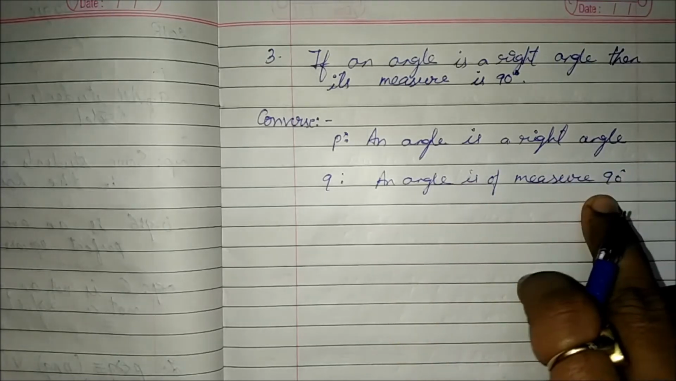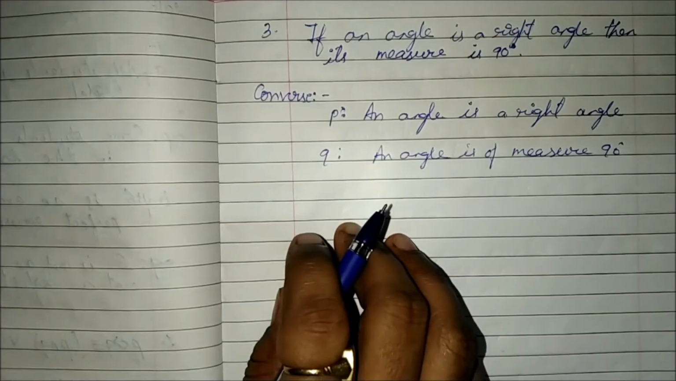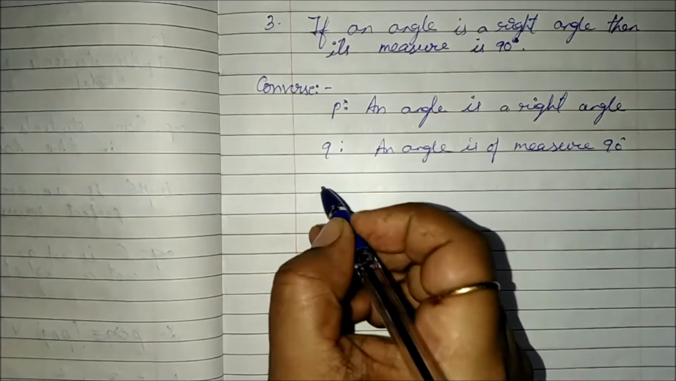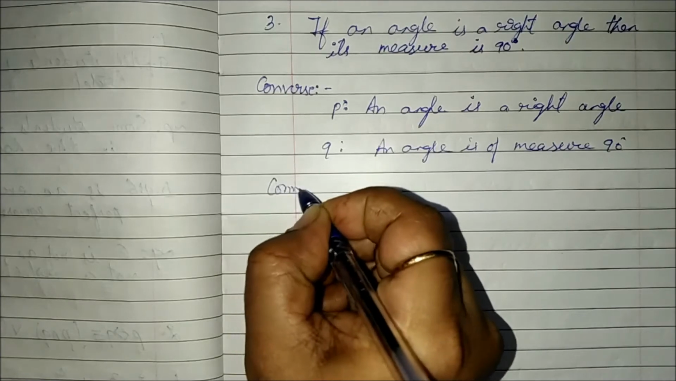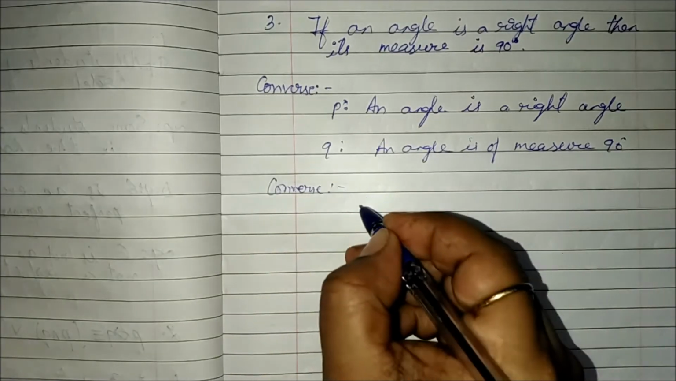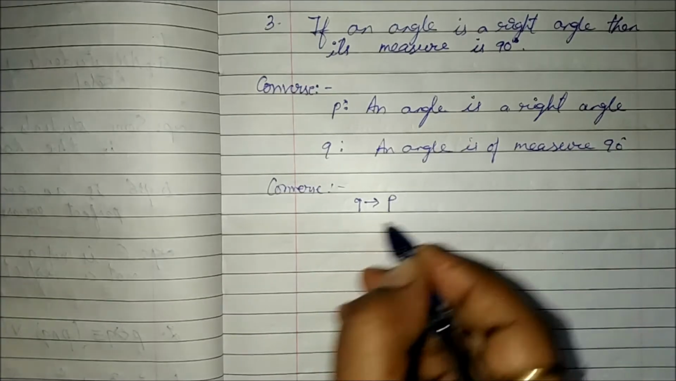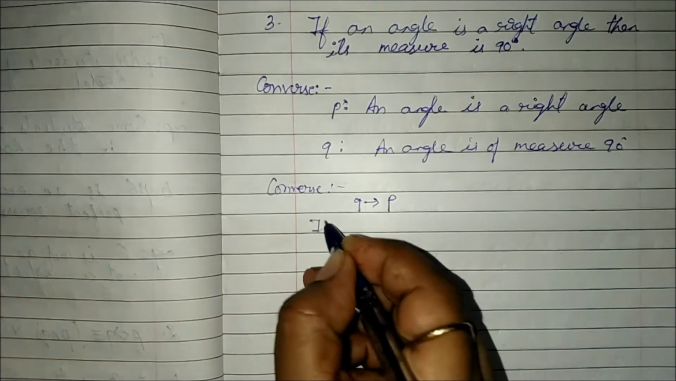Angle's measure is 90 degree. Okay, this is P and Q. And we have to find converse. Converse means Q implies P.